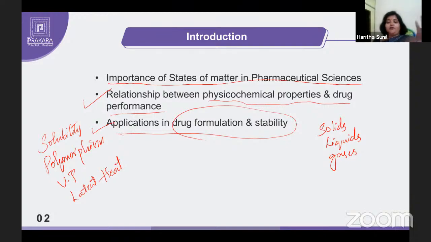dosage forms. If you want a stable and long-lasting formulation, you have to go for solids like tablets. If you want ease of administration and quick onset of action, then you have to go for liquids. If you want a formulation that is ideal for conditions that require either rapid absorption or localized drug delivery, for example asthma, you have to go for gases. Like this, we will have various applications of these states of matter in the drug performance that we are seeing today, right?